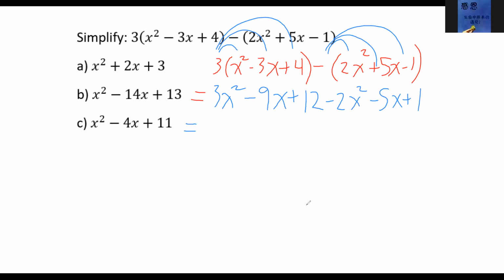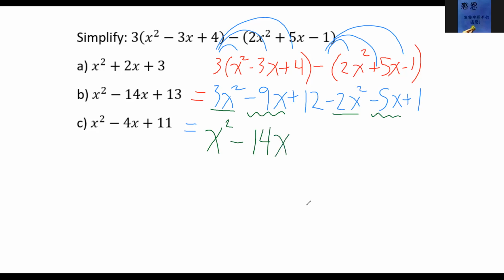I don't physically like to move the terms so that they're next to each other. I find that useless. So I just acknowledge either in my head or you can even underline if that helps you. 3x squared minus 2x squared. So 3 minus 2 is 1. I'm left with 1x squared. Instead of writing 1x squared, we just write x squared. It's not wrong to write the 1, it's just not necessary. Okay, this negative 9x and this negative 5x, they can be combined. Those are like terms. Negative 9 minus 5 is negative 14x.